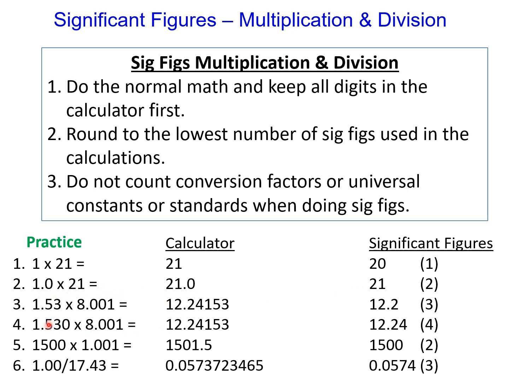In the next one, we have 1.53 times 8.001. We get this number in our calculator. We go back and we note that 1.53 determines the sig fig count because there are 3 here and 4 here.